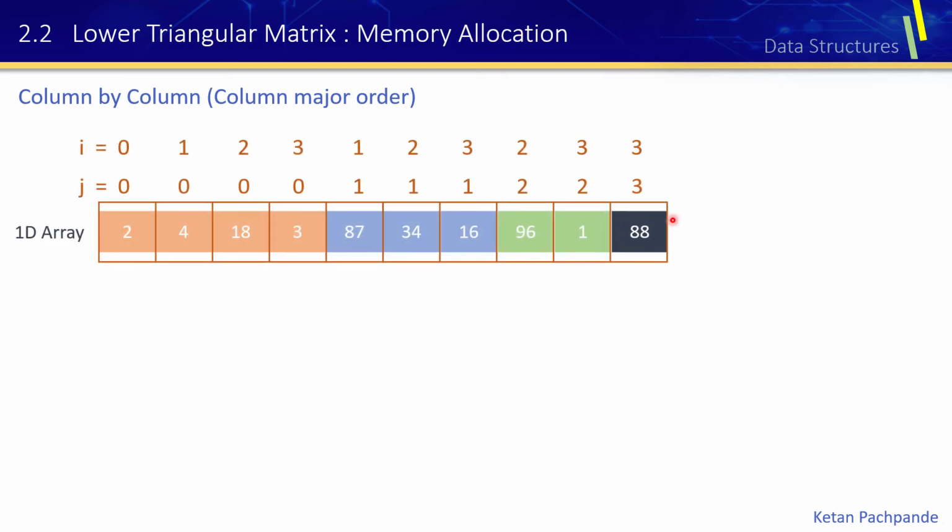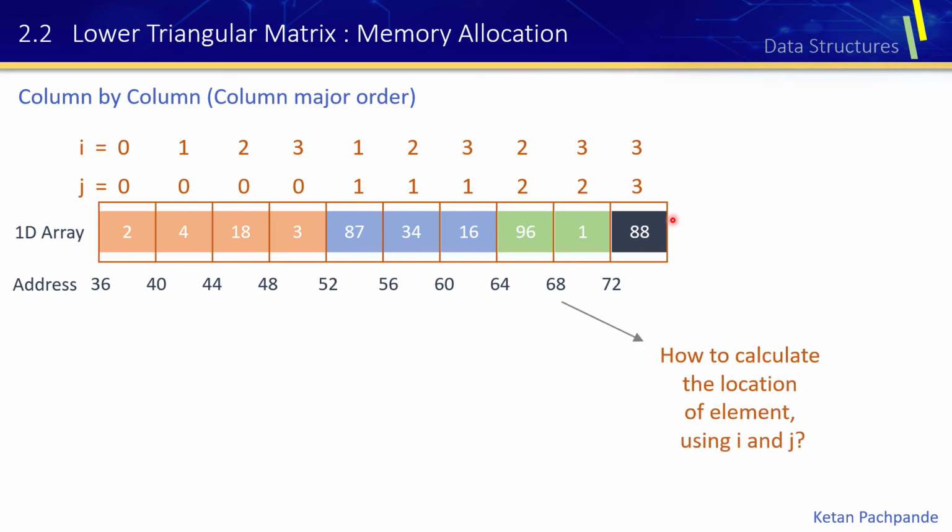Now the same problem we are going to solve: how to calculate the actual address of an element in memory using the values of i and j. Let me randomly take an element here. Let's calculate the address of i 3 and j 2. I am interested in calculating the location 68. So how can we do that?